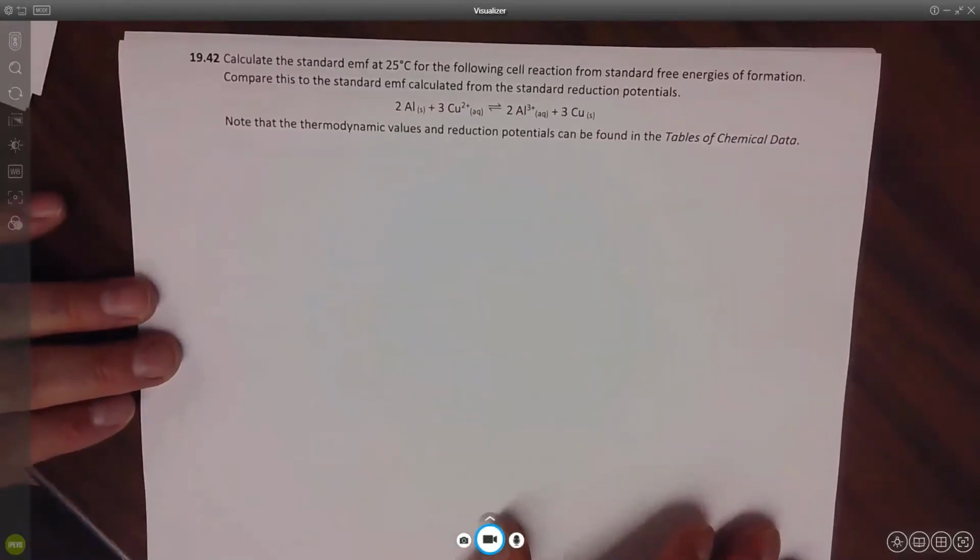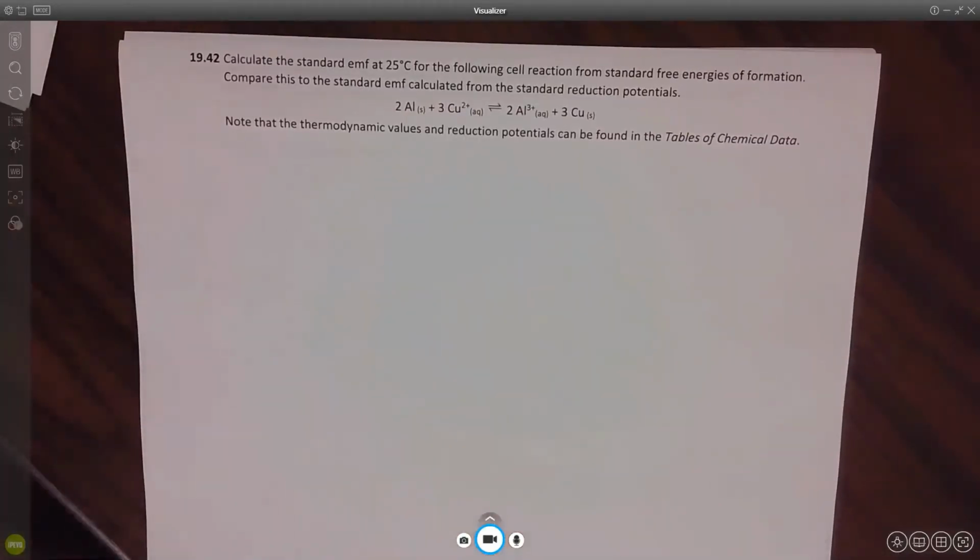Let's try another. So number 42 says, calculate the standard EMF at 25 degrees Celsius for the following cell reaction from the standard free energies of formation. Compare this to the standard EMF calculated from the standard reduction potentials. Note that all these things can be found in tables of chemical data. Okay, so we have our reaction, and we want to calculate this.